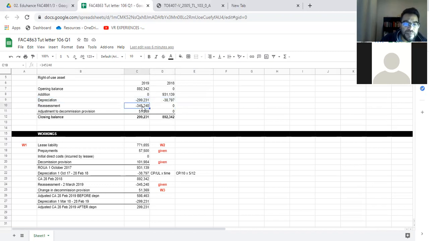This reassessment was credit right of use asset, debit lease liability, so it's balance sheet. This transaction was debit right of use asset, credit lease liability, so it's balance sheet. This over here was debit depreciation, credit accumulated depreciation. Depreciation is P&L, so this would have a P&L impact. This journal entry of 931 would have been as follows.